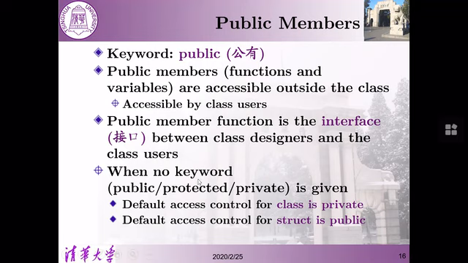Okay, then here is some grammar. By default, if you define a class, the access control is private because in a class, we want more safety, right? But by default, access control for struct is public. So I assume some of you or most of you know this struct.